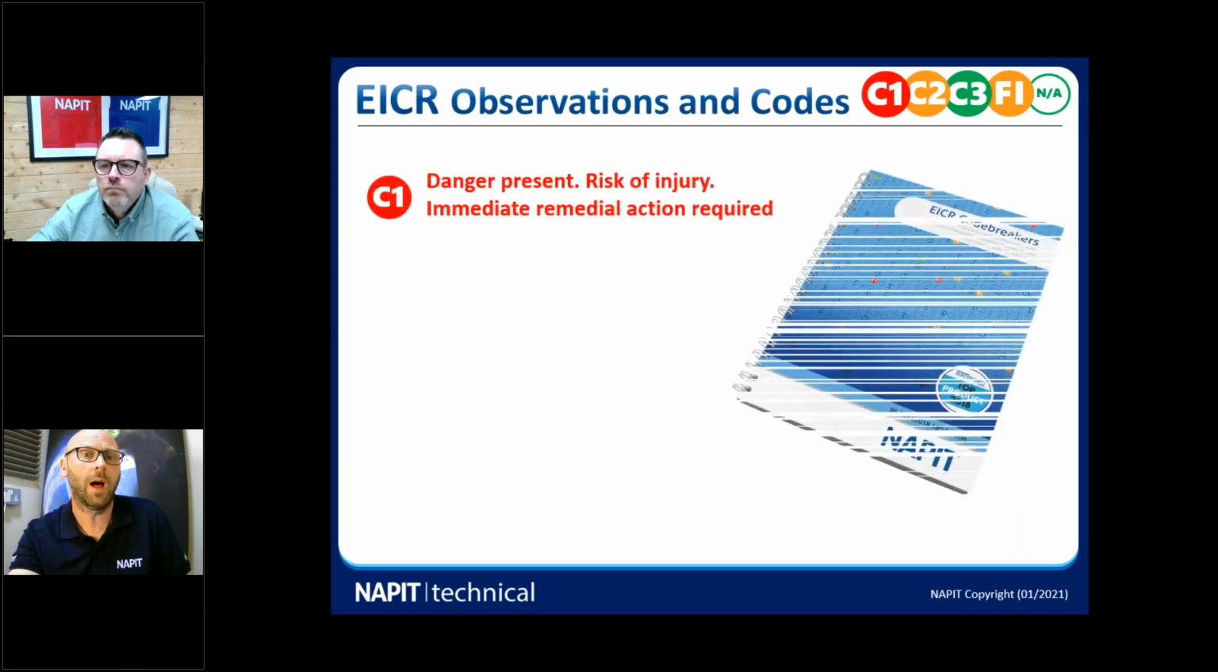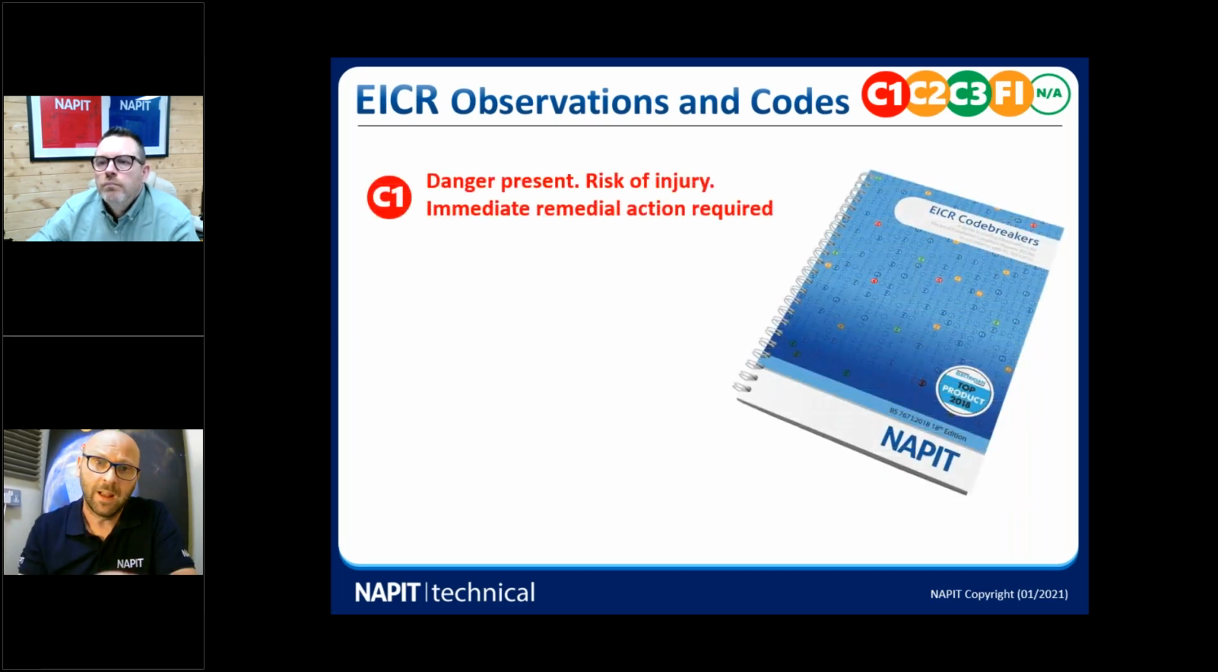Okay, so code 1 means danger present. That's risk of injury, immediate remedial action required. Now, we use a traffic light system with our presentations and with the Napit Codebreaker, and C1 is the most dangerous. You have to do something. You've got a duty of care. You can't just leave this danger present where somebody could get electrocuted or a fire could start. You need to warn somebody.